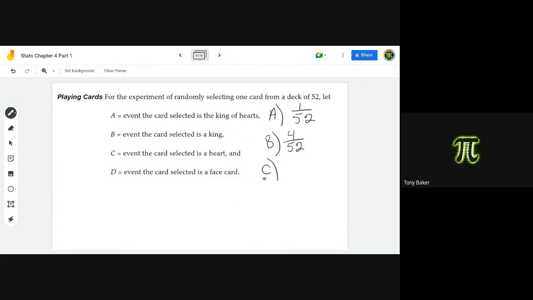What's the probability that the selected card is a heart? 13 out of 52, or 1/4 if you want to look at it that way. What's the event that the card is a face card? We've done this one already. 12 out of 52. Okay. All right, so those probabilities are really easy to get.